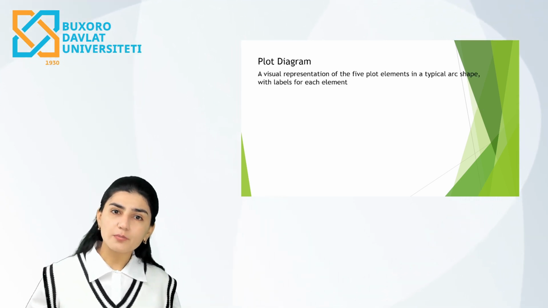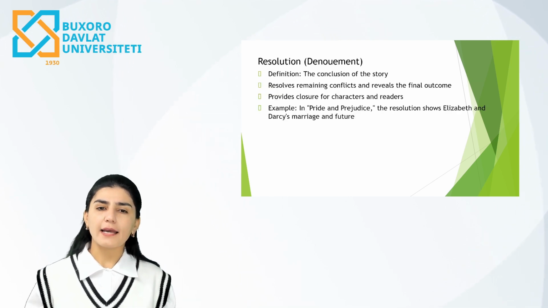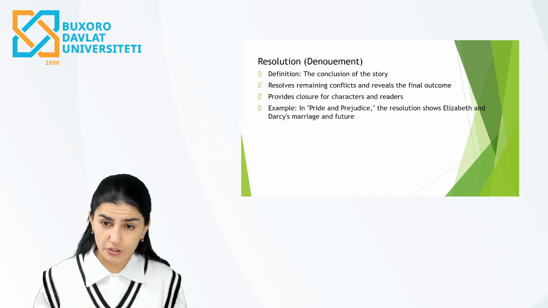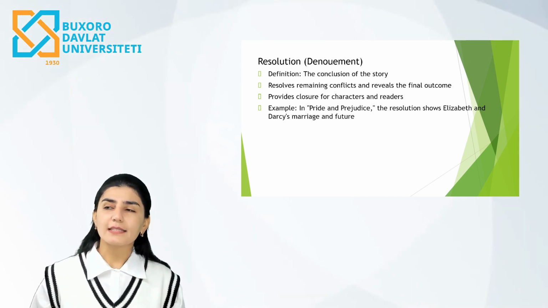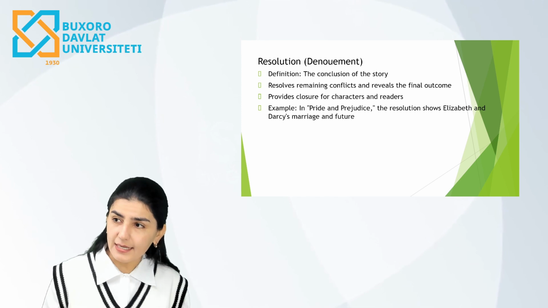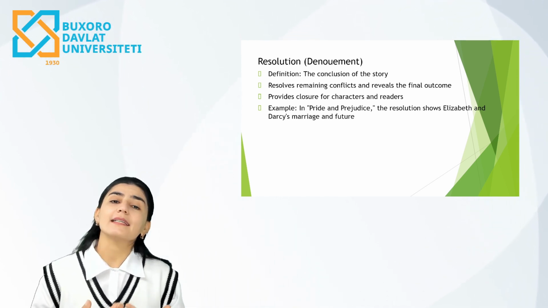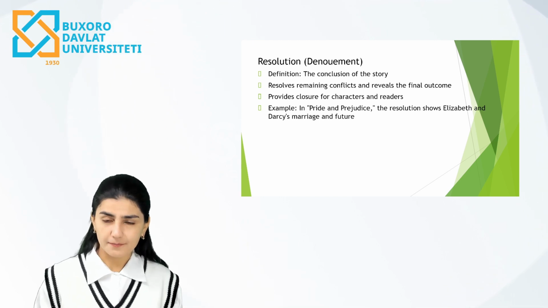Example, the famous book written by Jane Austen, Pride and Prejudice. The resolution shows the main character, protagonist Elizabeth, and Darcy's marriage and their future. It is resolution and denouement.